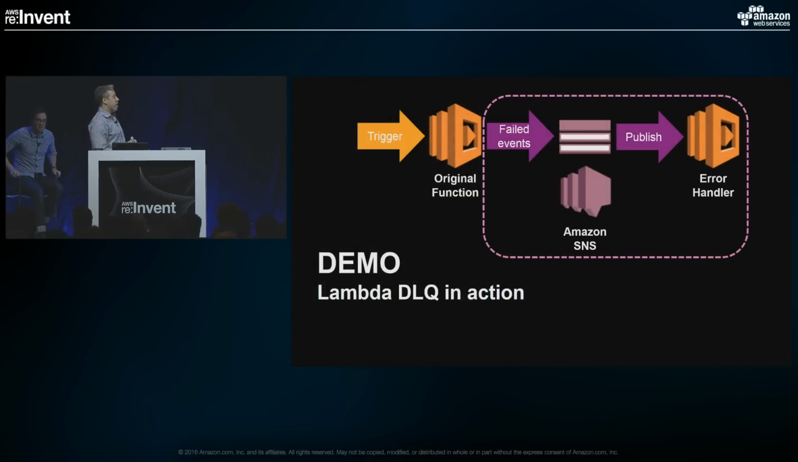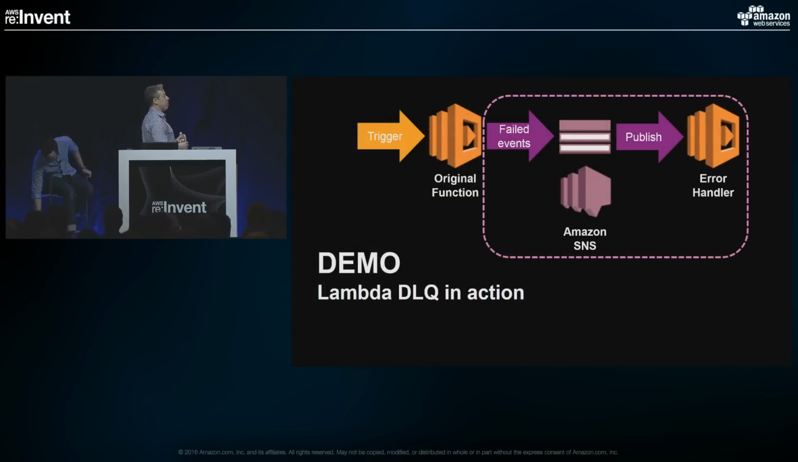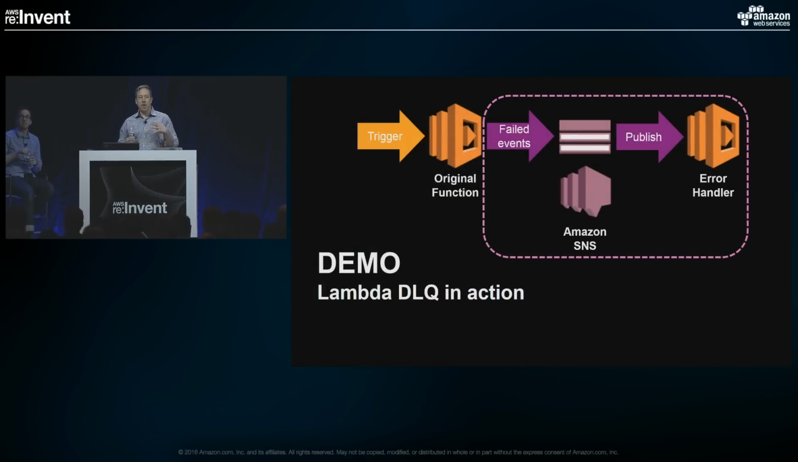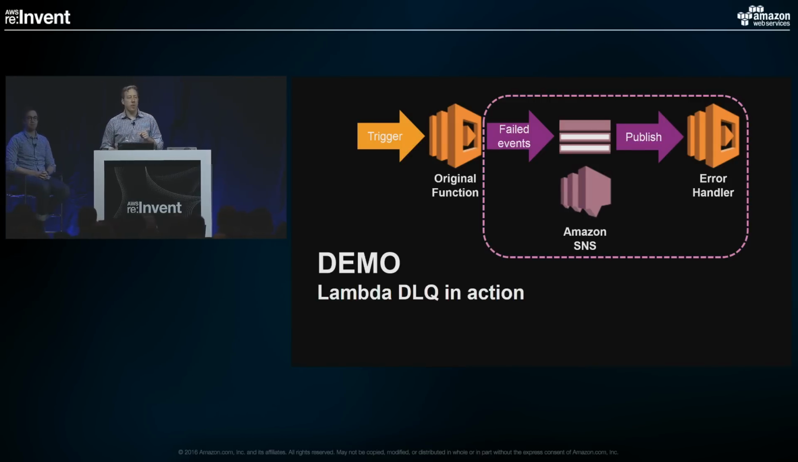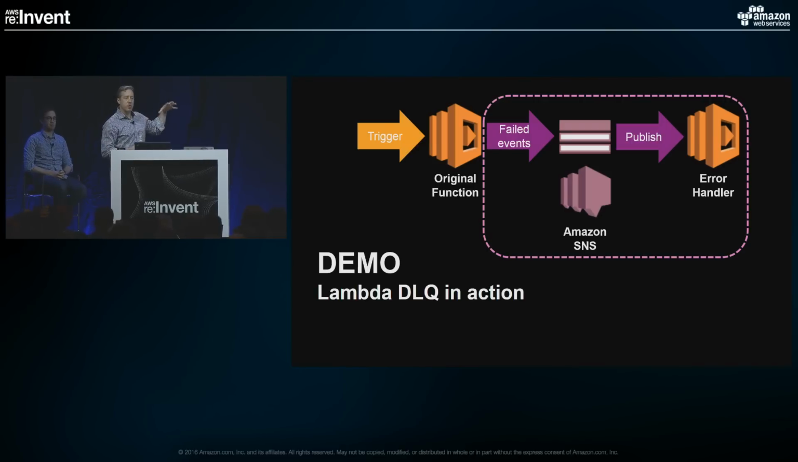So if we flip back here, I'm going to give you a quick picture of what we just looked at. This is an illustration of that DLQ architecture where his original function was generating failed events. We passed them to SNS, and then we published them into another function, which in this case was acting as our error handler. And two things to note here. First of all, because those events can be super important to you, we have absolute payload fidelity. So all the bits that came into your original async invoke make it out to the DLQ. So you haven't lost any information.